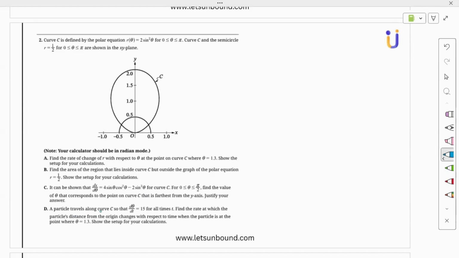And part D: a particle travels along curve C, with d theta by dt equal to 15 for all times t. Find the rate at which the particle's distance from the origin changes with respect to time t when the particle is at the point where theta is 1.3, and show the setup for your calculation. Okay, so let's go one by one.